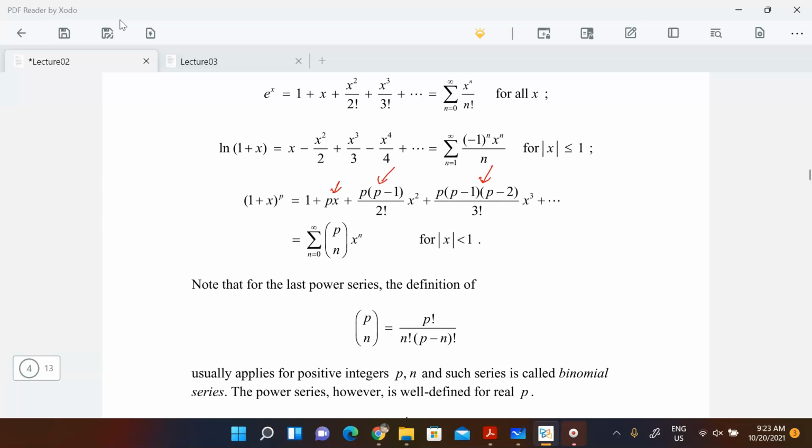These coefficients are normally written in this notation, n choose p, right? This is in high school. Can somebody confirm? Have you seen this notation before?